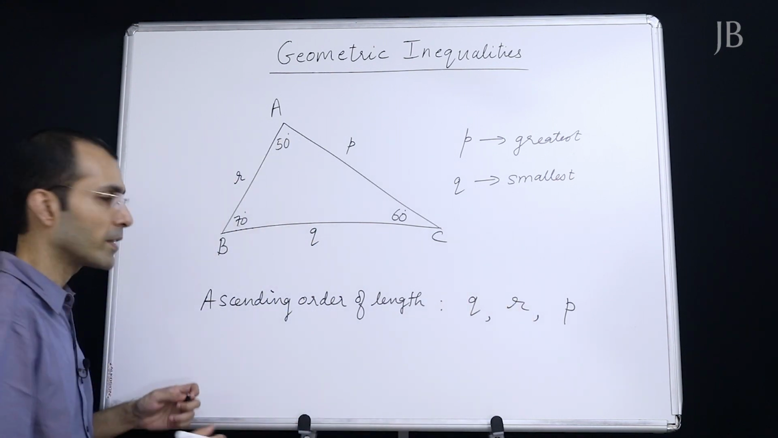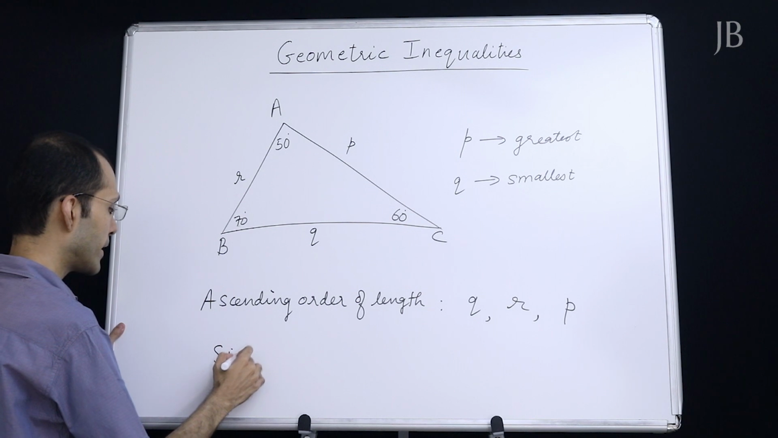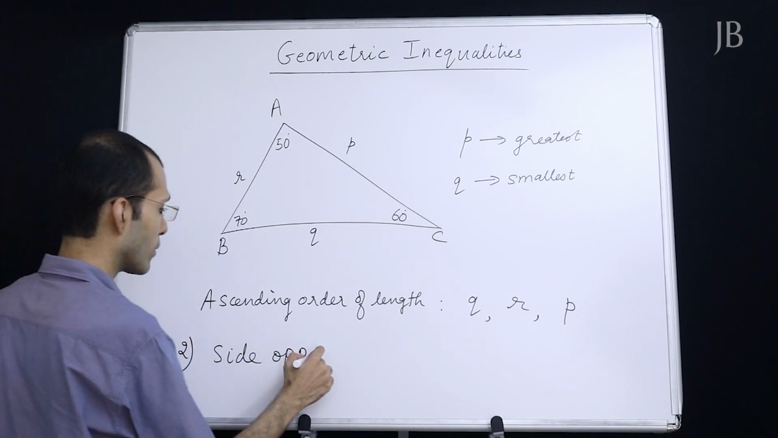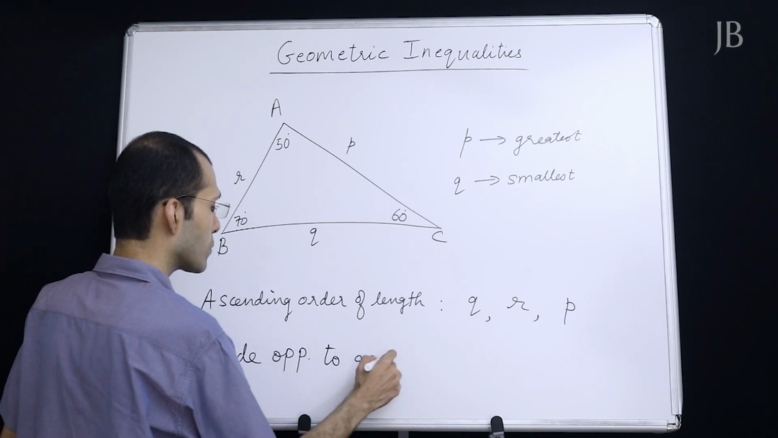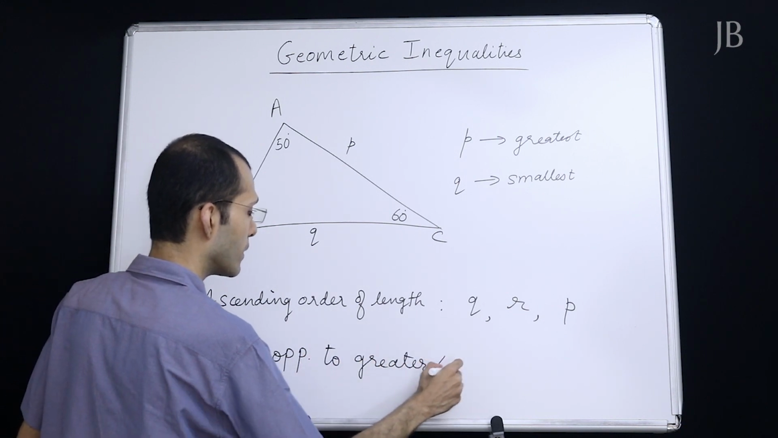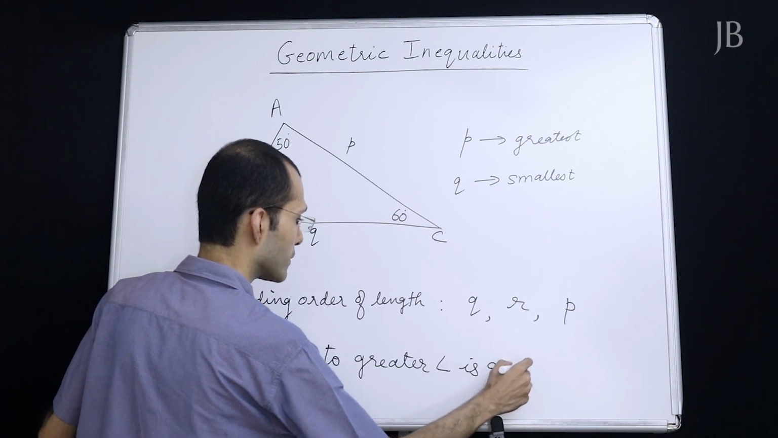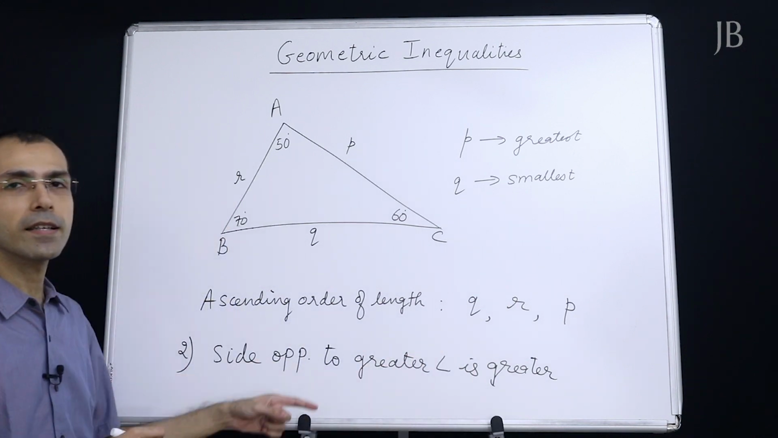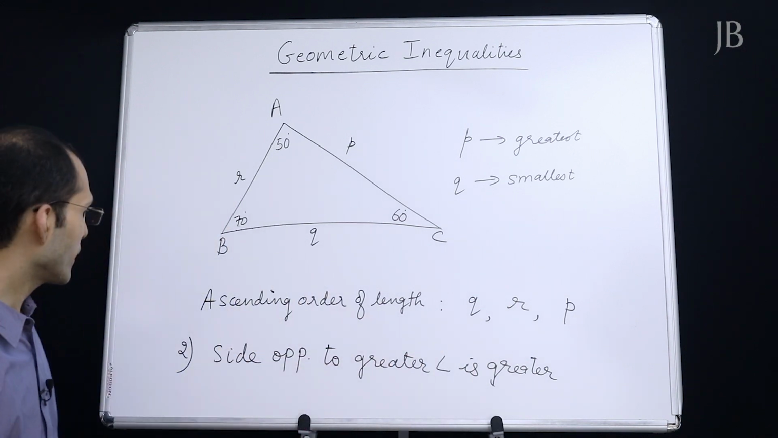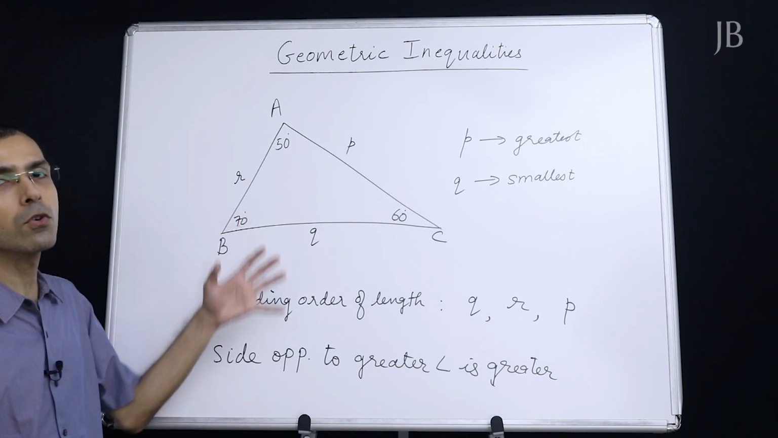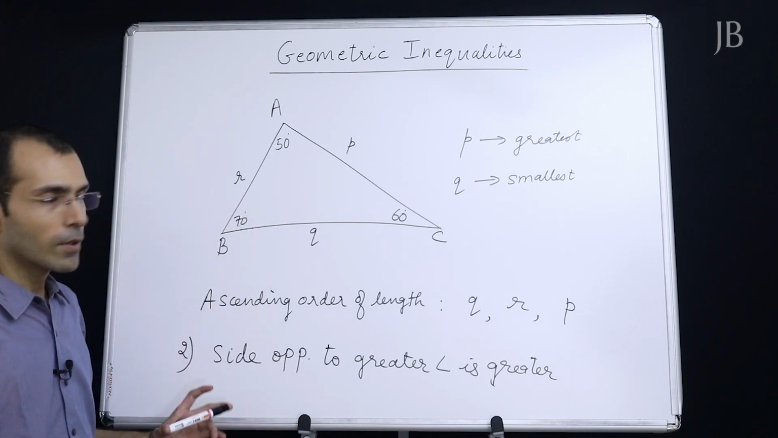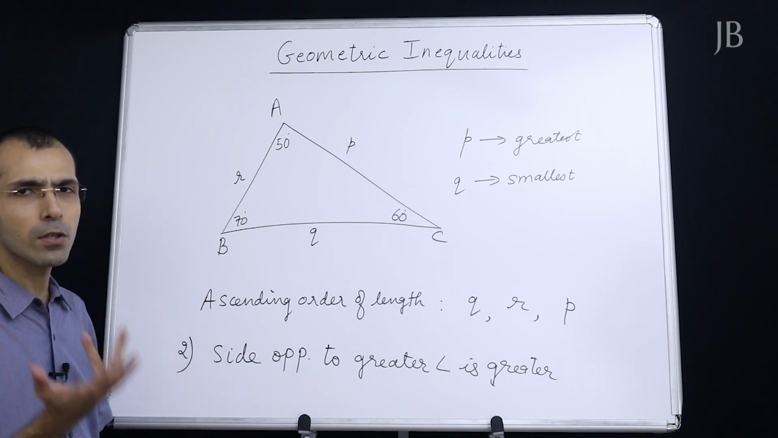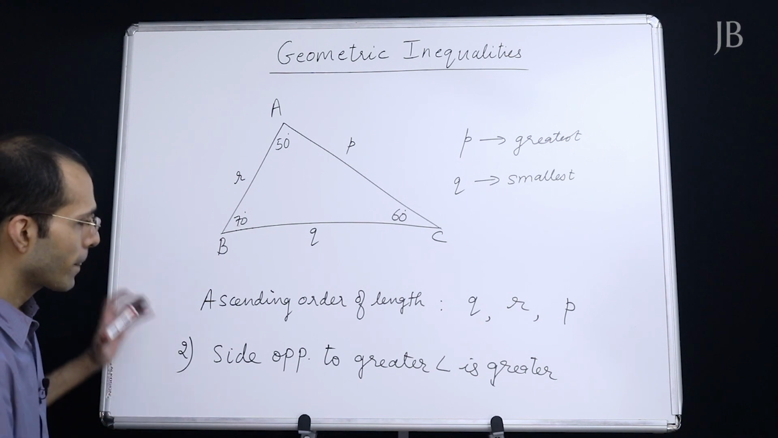Got this? So this is called concept number 2. Side opposite to greater angle is greater. Fine. So this completes your first two concepts. Okay, and now one more concept and then we are done with the concepts and we'll take on some good riders and numericals.